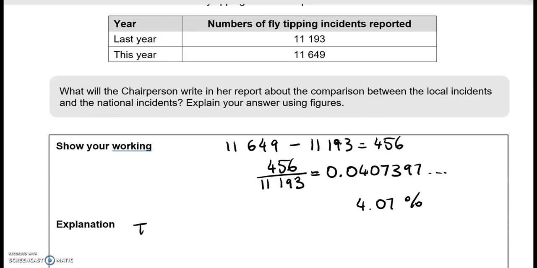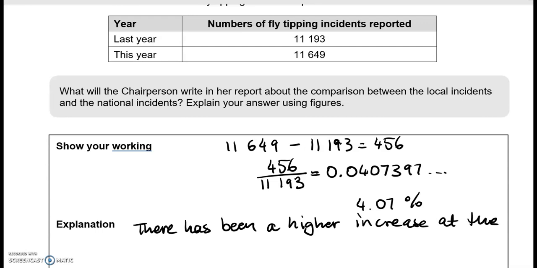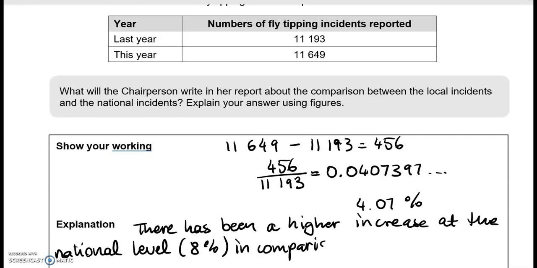The explanation is there has been a higher increase at the national level, 8%, in comparison with the local level, which is 4.07%.